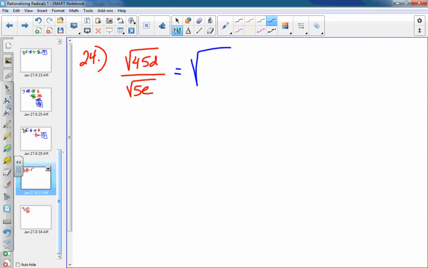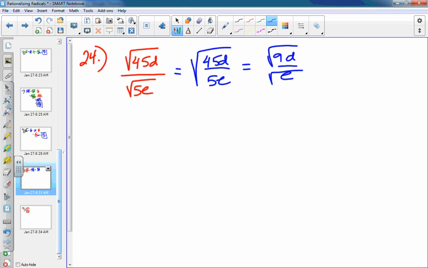So this is the square root of 45d over 5e. What happens to the 45 divided by 5? What's it reduced down to? 9d over e. Now, can I take the square root of each one? Sure. Do we see that? Now, I know the top needs simplified.